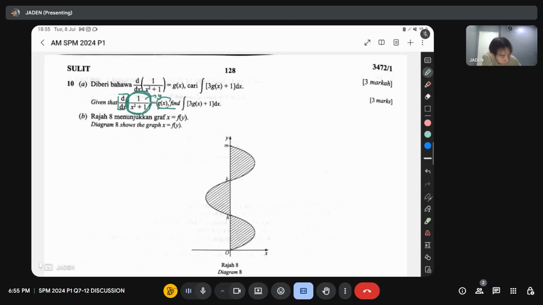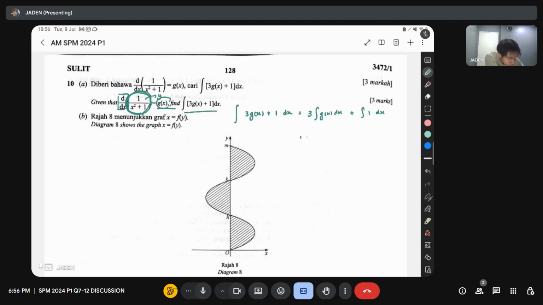Okay, so right now they want us to find this integral of 3gx plus 1 dx. Now you can actually take out the constant. You can do it this way. 3, write it outside, integration sign, gx dx. And then you can also do plus 1 dx. Okay, you can separate it this way.